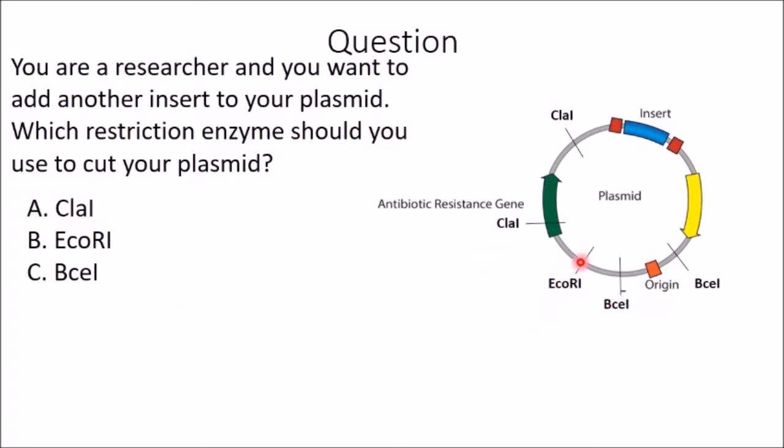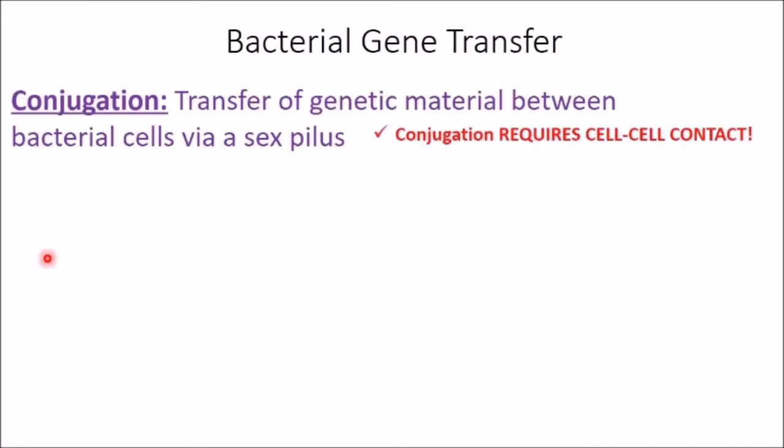Because this cut will not affect the antibiotic resistance gene like ClaI would, and it won't affect the origin the way BceI would. Because with BceI, you'll cut this, and it'll cut out the origin. If you use ClaI, you'll cut out a piece of the antibiotic resistance gene, and obviously, this is a sequence of DNA. If you mess up the sequence of DNA by inserting an insert there, you're not going to get an antibiotic resistance gene. It's going to be mutated. And EcoR1 does none of those things. EcoR1 just cuts the plasmid at some random spot and inserts the insert, and then you can insert your insert that way. You ligate it together. So EcoR1.